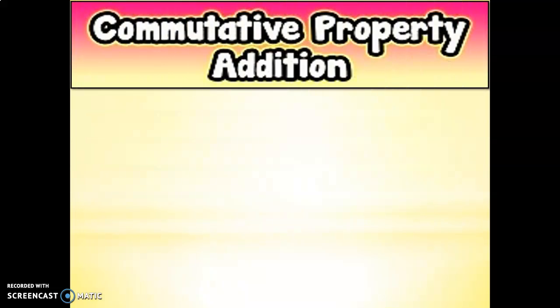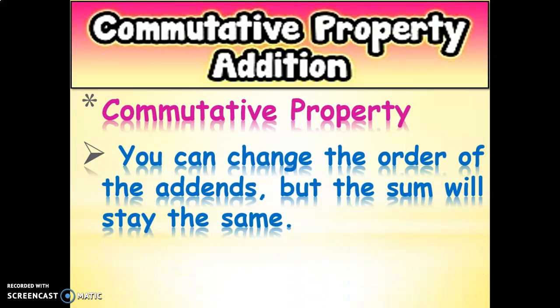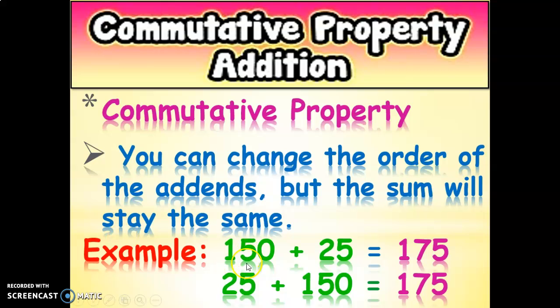The next property is called commutative property of addition. This one states that you can change the order of the addends, but the sum will stay the same. So let's have an example. If you have 150 plus 25, the answer is 175. If we change the order or the place of the addends, we will swap 25 and 150, making it 25 plus 150. The answer is still 175. So the commutative property of addition states that the place of the addends doesn't change the number.